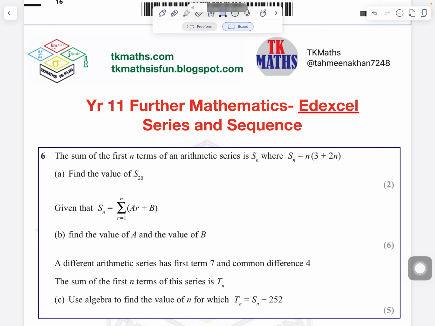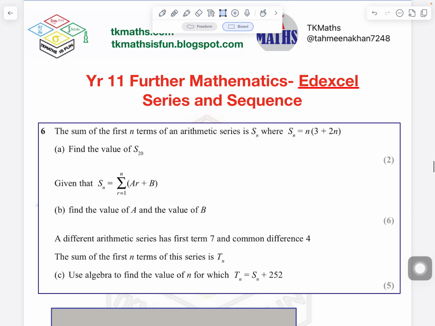In today's video, we will solve a past paper question on series and sequence, which is taken from Year 11 Maths at Edexcel. So let's read the question here, as there are 3 parts of the question, so one at a time. The sum of the first n terms of an arithmetic series. Now the first thing is arithmetic series.